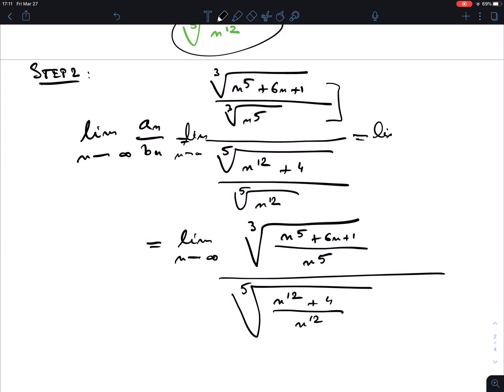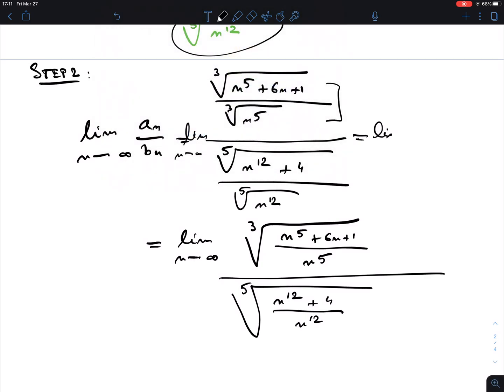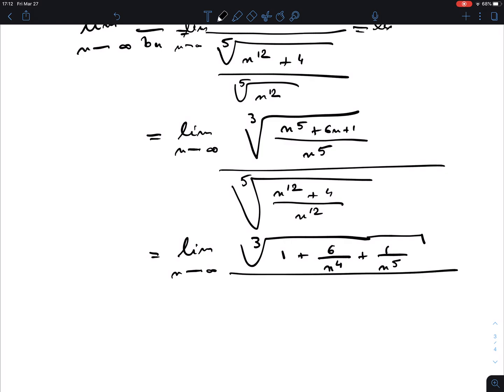And once these fractions are inside, you see we can do again what we did before, divide each numerator and denominator. So let me quickly do that. So that we get limit n going to infinity. The cube root, don't forget, there is a cube root, right? You have to keep writing that. So we divide everything by n to the fifth. The first one is 1, the second one is n to the fourth power, right? And then plus 1 over n to the fifth power, all this inside. And then what do we have in the fifth root in the bottom? n12s cancel out, we get 1 plus, no, not n, 4 divided by n to the 12th.